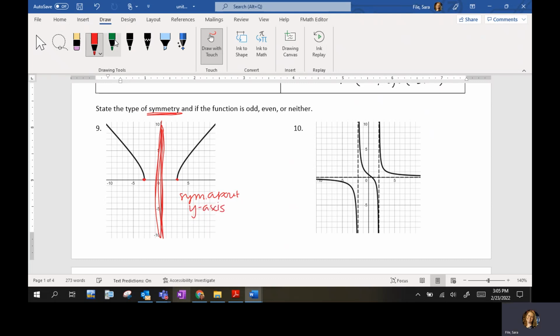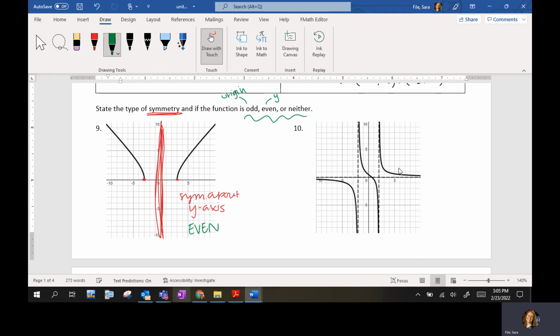Which means we talked about odd, even, or neither functions. If it is symmetric about the origin, it is odd. If it is symmetric about the y-axis, it is even. So this is an even function.